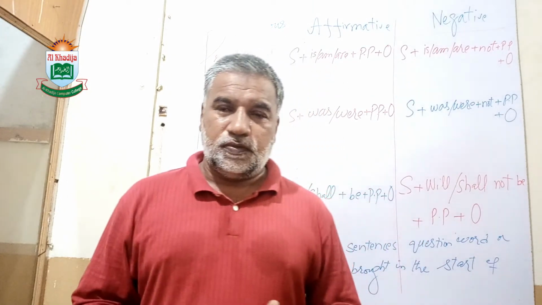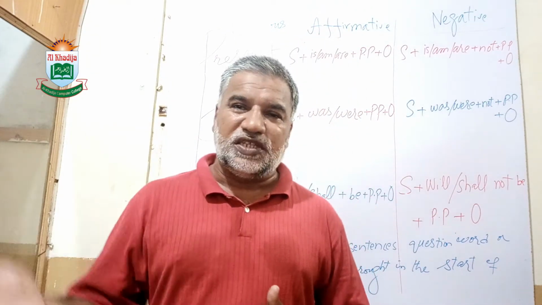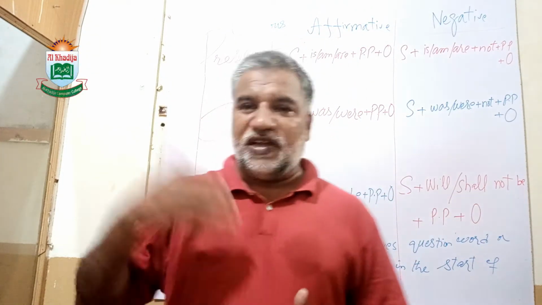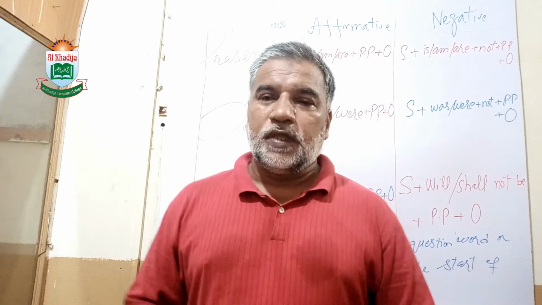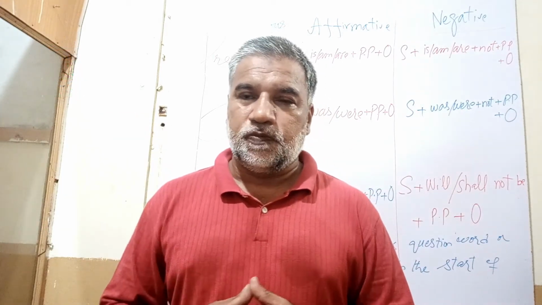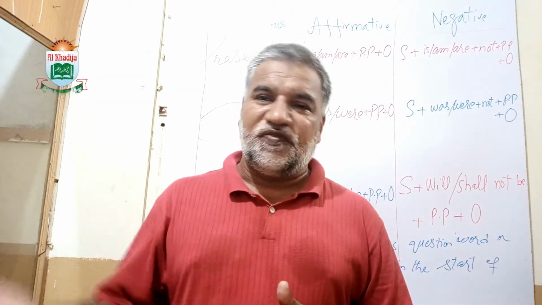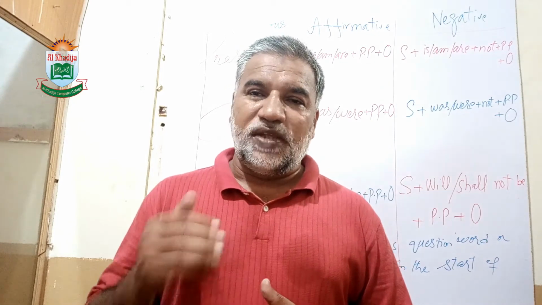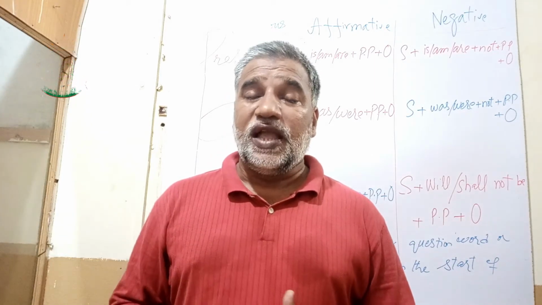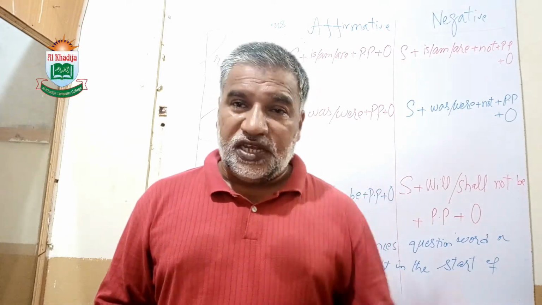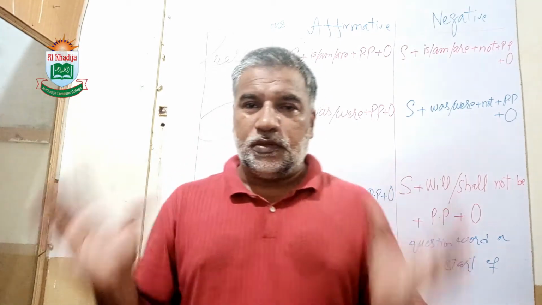Each tense is divided into four branches. If present is divided into four branches, past into four branches, and future into four branches, then in this way there are a total of 12 tenses. The four branches of present are present indefinite, present continuous, present perfect, and present perfect continuous. The four branches of past are past indefinite, past continuous, past perfect, and past perfect continuous. And likewise the four branches of future are future indefinite, future continuous, future perfect, and future perfect continuous. So in this way they make 12 tenses.